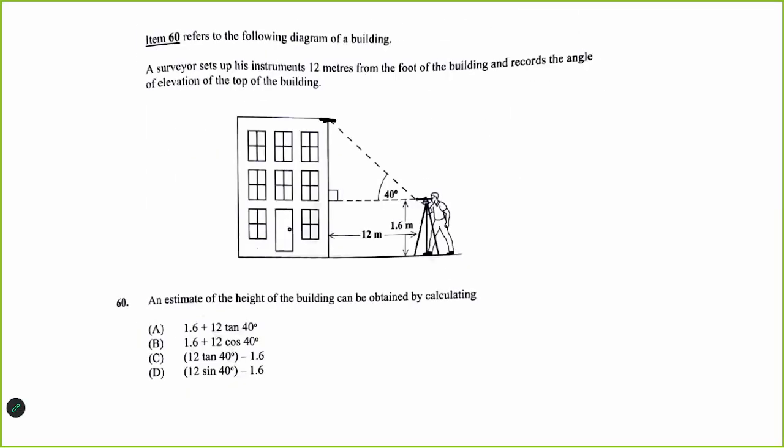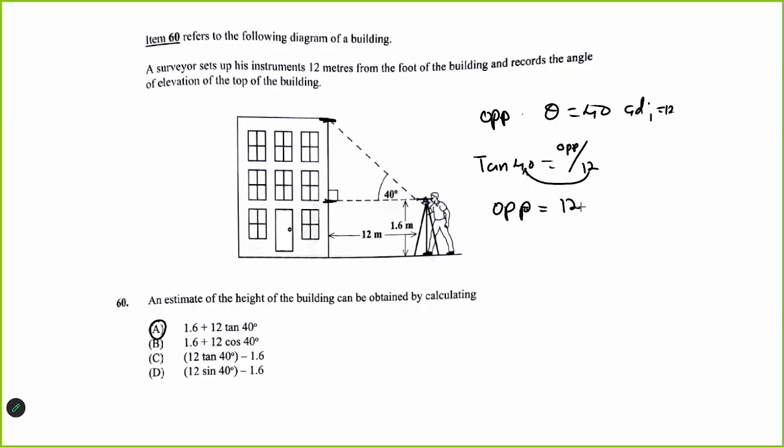Number 60, this was a repeated question. I believe it was 12 tan 40 plus 1.6, but let's check it out. We know the distance from here to here is your opposite. Theta is equal to 40, and then adjacent is equal to 12. So you use tan 40 is equal to your opposite, which is what we're trying to find out, over your adjacent, which is 12. Carry this across. Your opposite is equal to 12 tan 40, and then it will be 12 tan 40 plus 1.6, and that would be E.